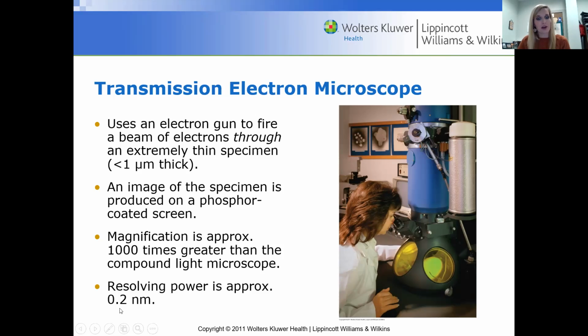So for the resolving power, we're going to be able to see things that are 0.2 nanometers. So again, your very, very tiny viruses. Remember, the average virus was about 10 nanometers to 300 nanometers. So even smaller than that, if we're looking at a really, really small virus, we're going to be able to see it using this transmission electron microscope.